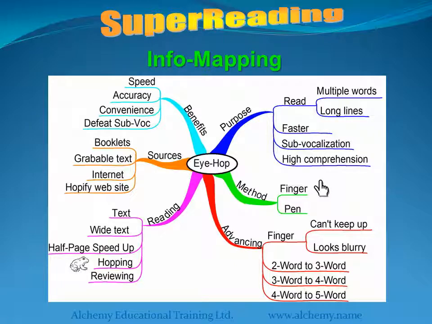And finally, what are the benefits? We get speed, accuracy, convenience, and, maybe most importantly, we're defeating subvocalization. So there you can see how an info map can organize the information, make it look a little nicer, use a couple of pictures, and basically give us all the information we need on one piece of paper.